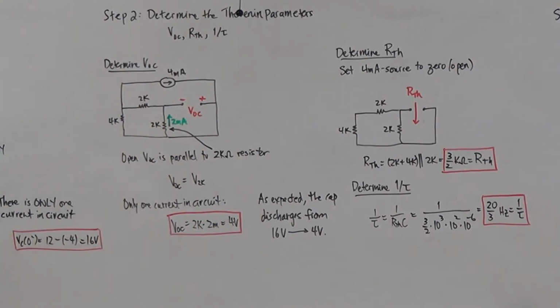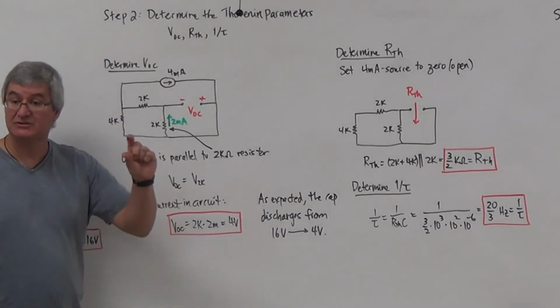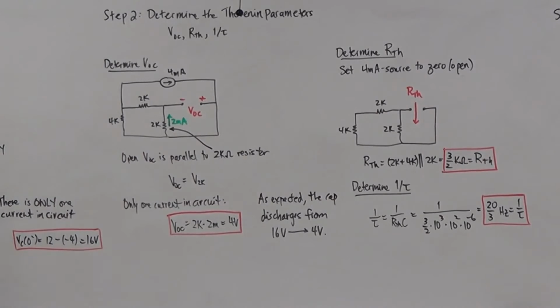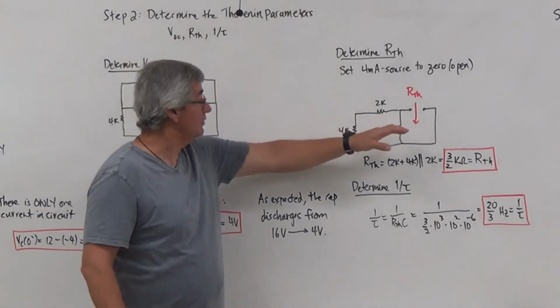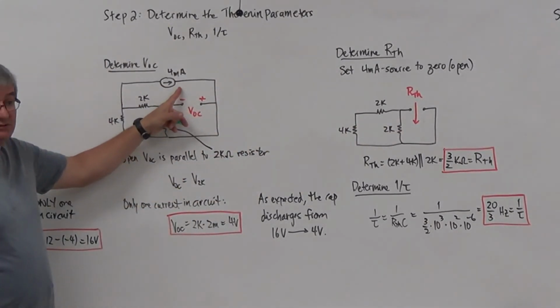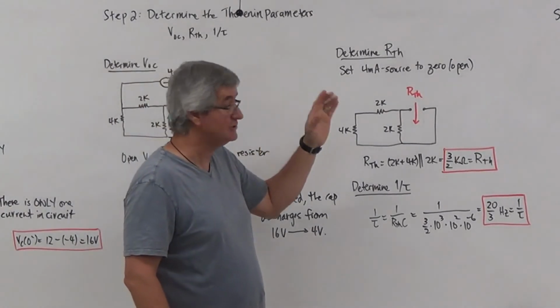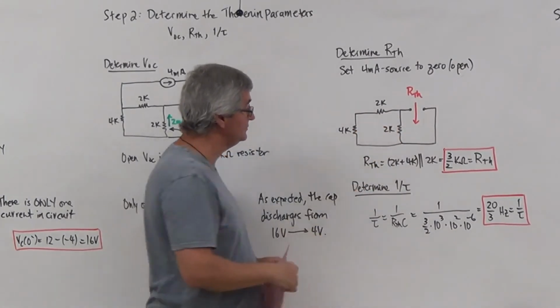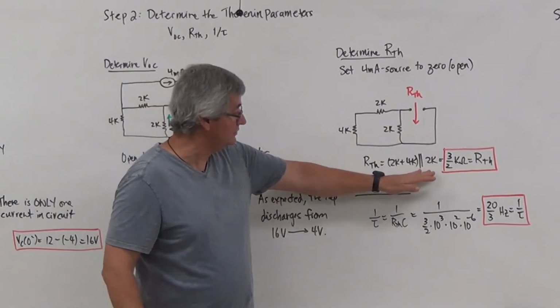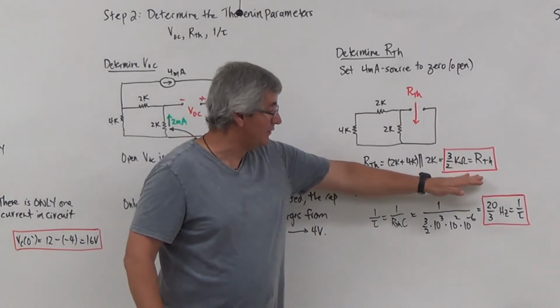As expected, the cap was going to discharge. It started at 16 volts and went down to 4 volts, so the jump is 12 volts. When we calculate the solution for VC, we should see a step of plus 12 in the equation. Then we have to determine RTH. I open up my source. There are no dependent sources, so I don't have to calculate the short circuit current. Looking at this, we have 2 parallel to 4 plus 2, so I get 6 parallel to 2, which gives me 3 halves. Now I got RTH.